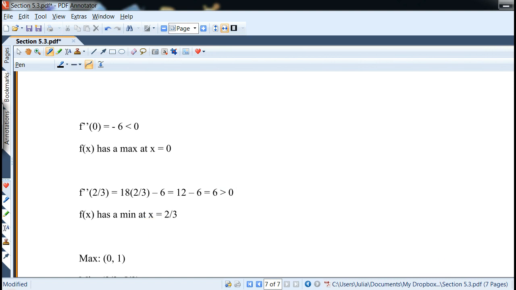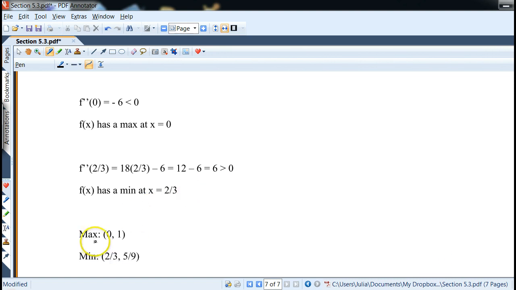And to find the y values, again, we'll plug it back into the original function. So I plugged in 0, I got 1. Plugged in 2/3, I got 5/9. Basically working out with fractions. And that's it.